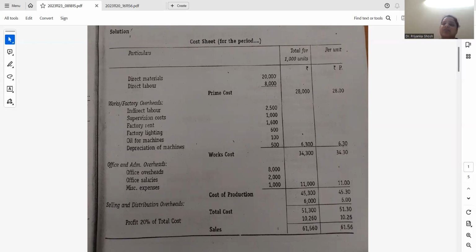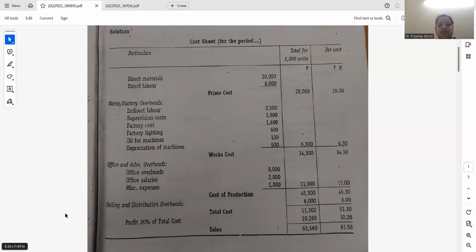After that, in this problem, we do not have any details of opening stock and closing stock of finished goods. So please remember here clearly, after the cost of production, we should adjust if in the question they have given opening stock and closing stock of finished goods. If they don't give any information related to opening stock and closing stock of finished goods, we should not do any other adjustments. So directly we need to go for the selling and distribution overhead.